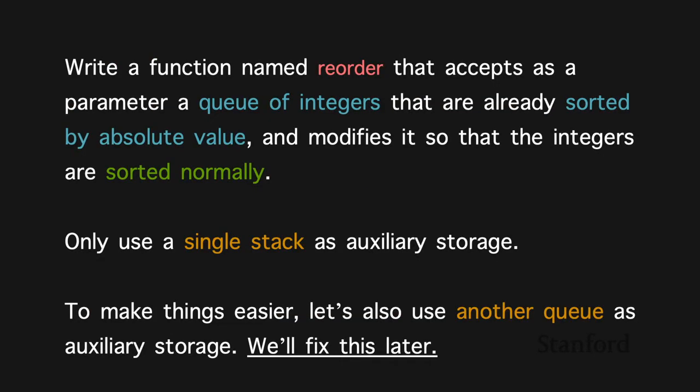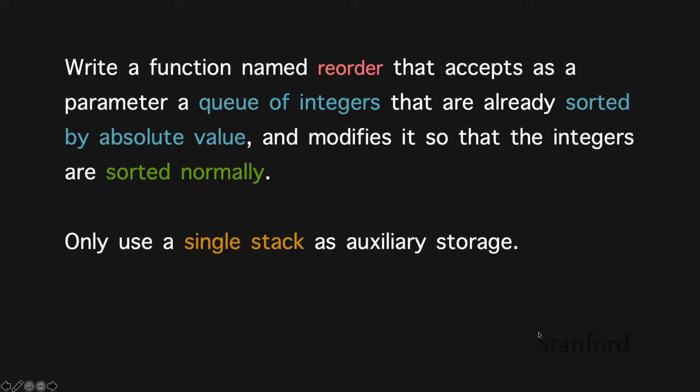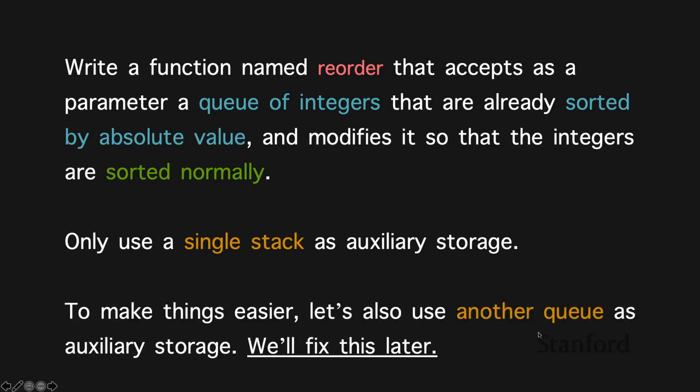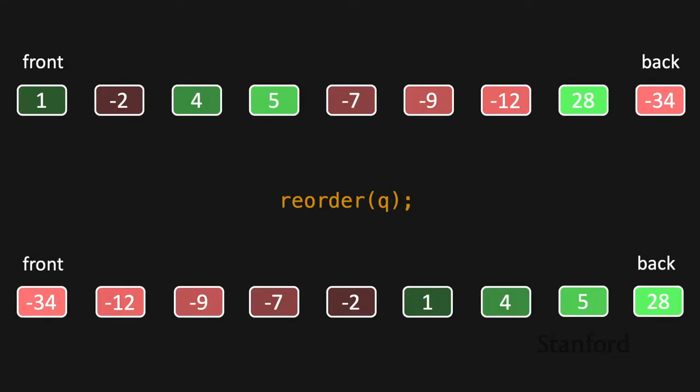To make our lives easier, let's allow you to use a second queue. Before, the question was you can only use a single stack, but to make it easier, let us use another queue and then we'll see how we can fix that. If a problem is too challenging, loosen the restrictions a little and see what you can come up with. So right now you can use both a stack and a queue. All right, talk with your partner, try to figure out what kind of strategy you would use to do this. It's kind of like a logic puzzle as well.